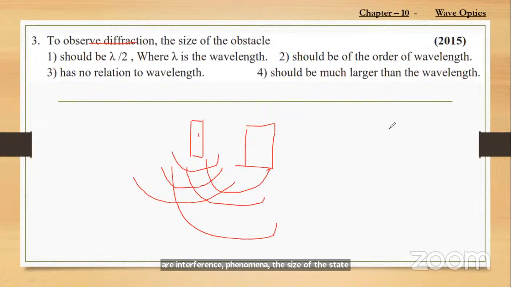of the order of the wavelength of light. What is the wavelength of light? Approximately 5,000 angstroms, or 6,000. Actually, for yellow light it is 5,890 angstroms. So the answer here is not lambda by 2, where lambda is the wavelength, and it is not much larger than the wavelength. So the second option is the right answer: it should be of the order of the wavelength.